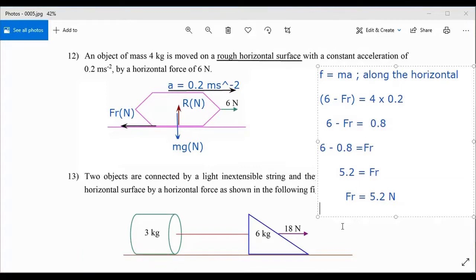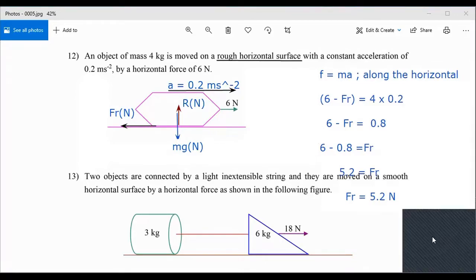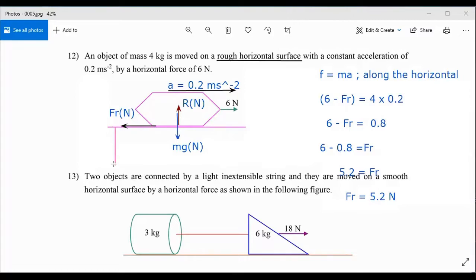Coefficient of friction. Very good. Here, look at the board. Who gives this mg force? Let's say this object is kept on a table, and the table is kept on the earth. Who gives this simple mg force? The earth. Very good. Simple mg force is given by the earth.